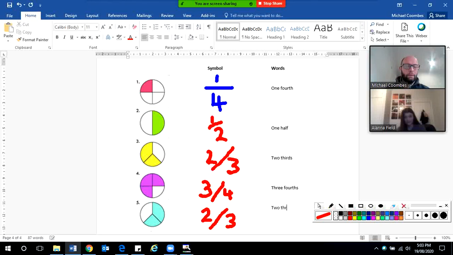Okay, so hopefully that helps you understand when you're looking at a fraction, how to write the symbol form for it. So remember, the numerator is the top one. It's talking about the number of parts shaded. The number at the bottom is the total number of parts.